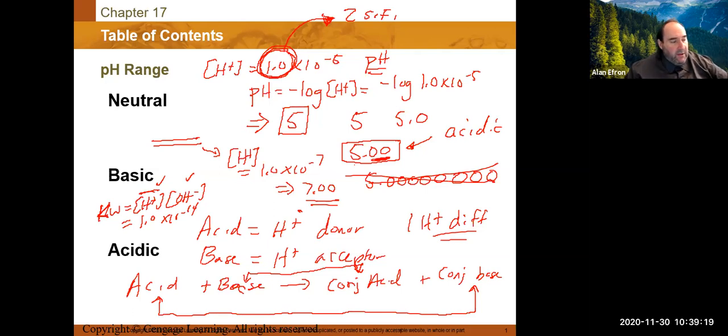If the H+ concentration is larger than the OH- concentration, then it's going to be acidic. If the OH- concentration is larger than the H+ concentration, it will be basic. If they are equal to each other, that means they both have a concentration of 1 times 10 to the minus 7, which means that they have a pH of 7 and they're going to be neutral.